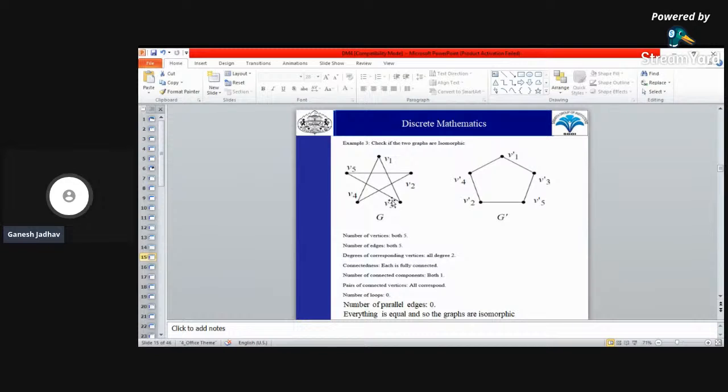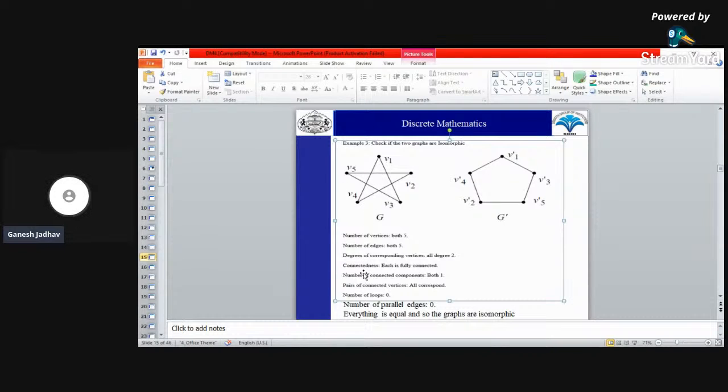Then the degree of vertices. Each vertex has degree 2. V1 has degree 2, because there is one edge here and one here. V3 also has degree 2, and V5 also has degree 2. V2 and V4 also have degree 2. In the other graph too, V1 has degree 2, V2 has degree 2, V3 has degree 2, V4 and V5 also.